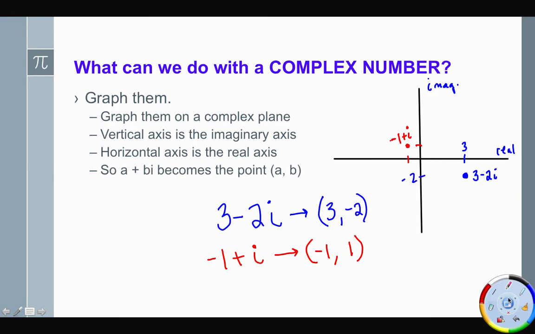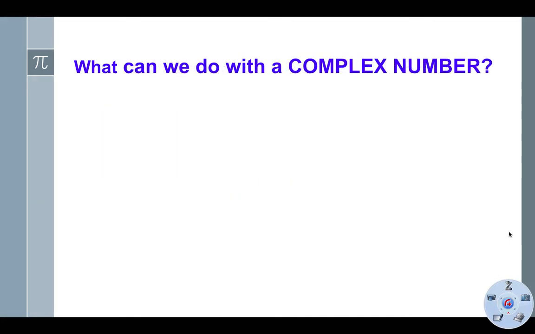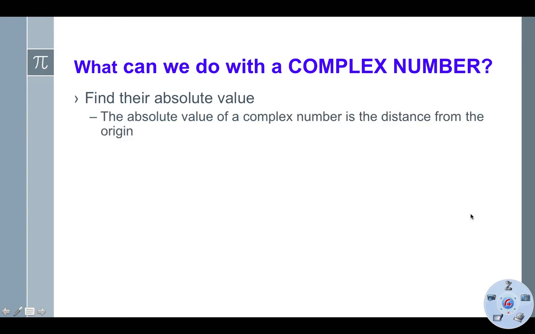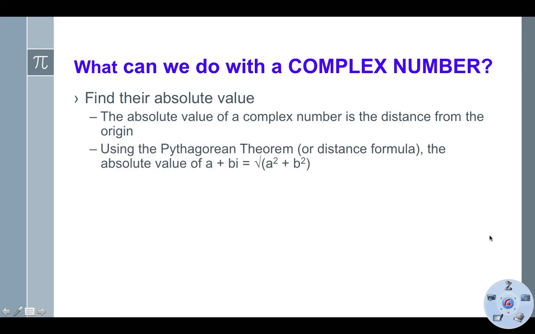So as I mentioned, we're going to look at the absolute value. Now you have to remember what absolute value represents. Absolute value represents distance from 0. But in a complex number, it is on a plane, which means it's the distance from the origin. And if you recall, the distance from the origin is technically just the Pythagorean theorem.